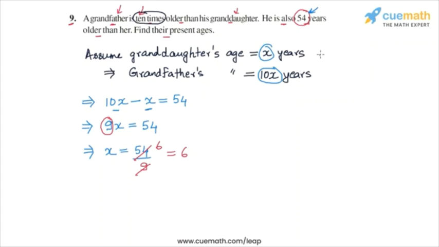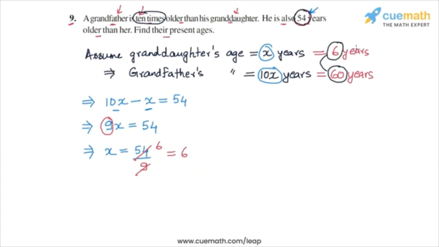And this will give us the two ages as the granddaughter's age as x years or 6 years, and the grandfather's age as 10x years or 60 years. And let's verify that this answer is correct. So we see that the grandfather's age 60 is 10 times the granddaughter's age, which is 6. And also we see that the difference between the two ages is 54 as told in the problem statement. So this answer is correct.